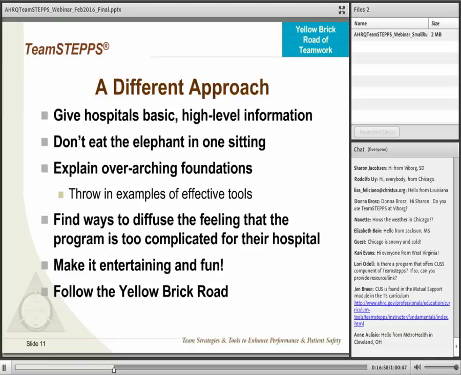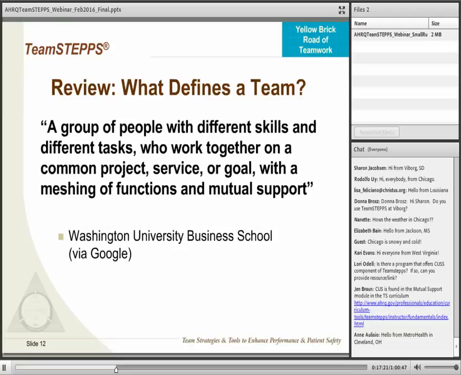And so I find ways to diffuse the feeling that the program's too complicated. Along the way, I try to make it entertaining and fun. And that's where the genesis of Follow the Yellow Brick Road came from. Now we're going into one of the slides I use in the presentation, which gives an actual definition of a team that I get from Washington University Business School. I got it on a Google search.